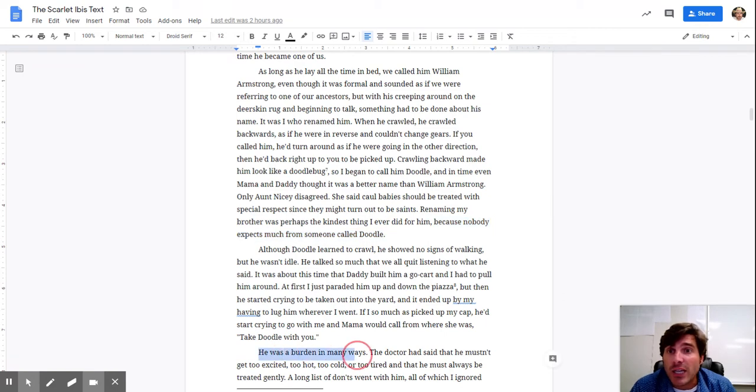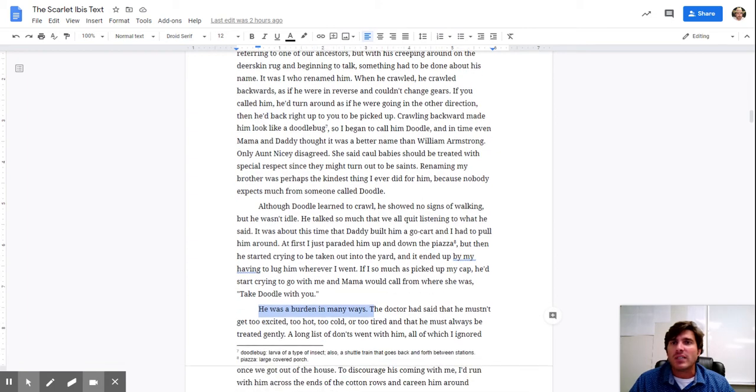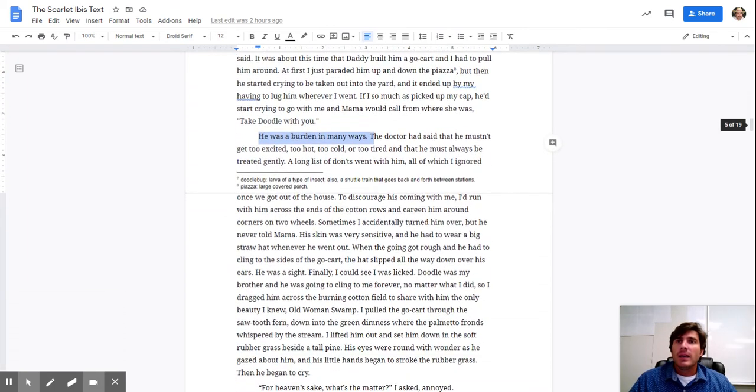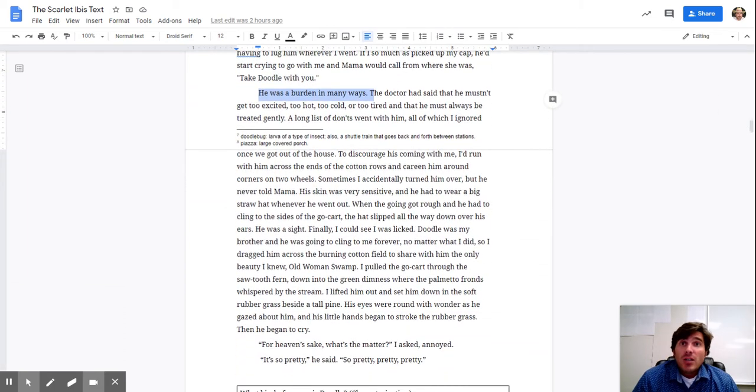Taking us down here to he was a burden in many ways. And of course, a burden is something that slows you down, a weight, something that you've got to deal with that you don't really want to deal with. Okay. So Doodle is a burden. And you know what? Taking care of a brother who can't physically do things, who is mentally underdeveloped, yeah, that would be a burden. Caring for another person is always a burden. All right.